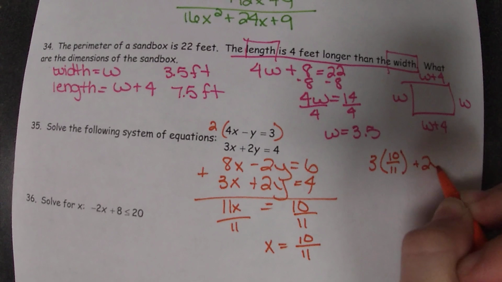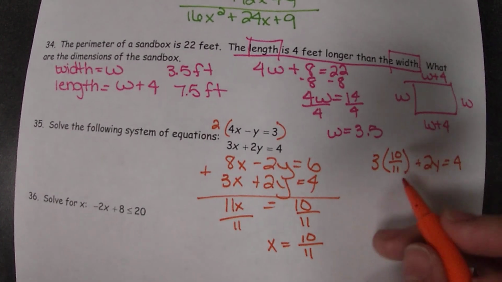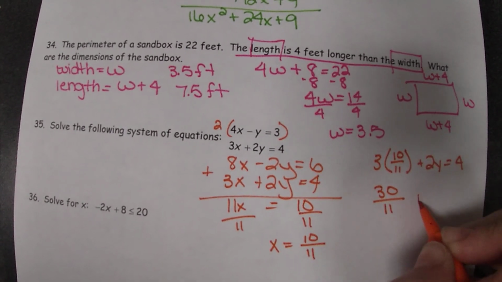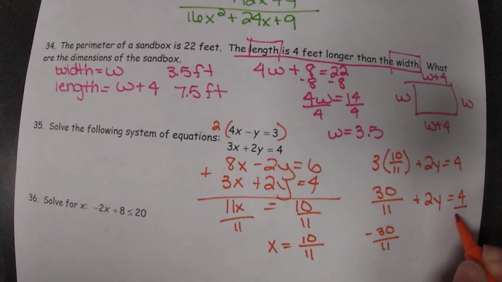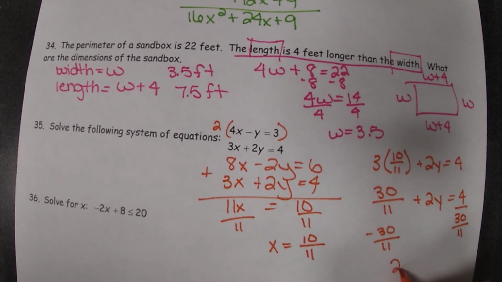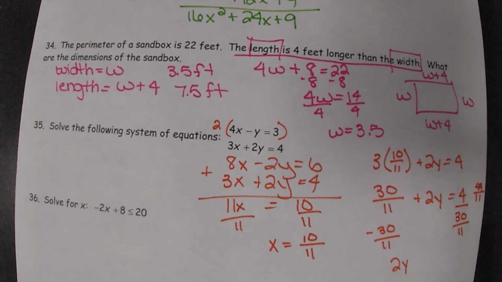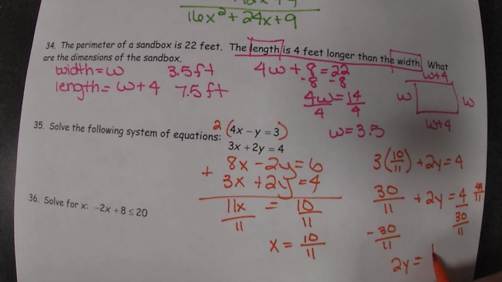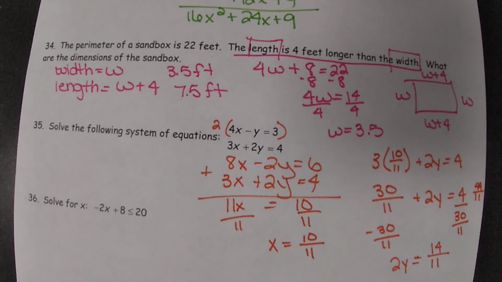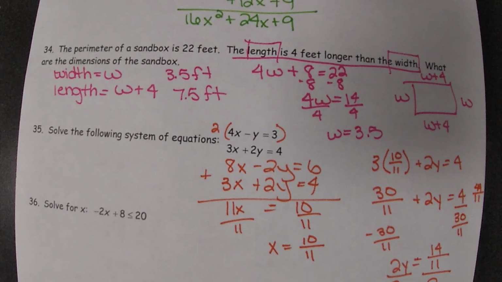So if you feel uncomfortable with that fraction going back in, use your calculator to help you, right? Do 3 times 10 elevenths. Subtract this 30 elevenths. Let's see. Again, you could use your calculator to do that math. I just can do it without it. So let's see. 14 elevenths. And then we will divide by 2. So we'll get 28 elevenths.